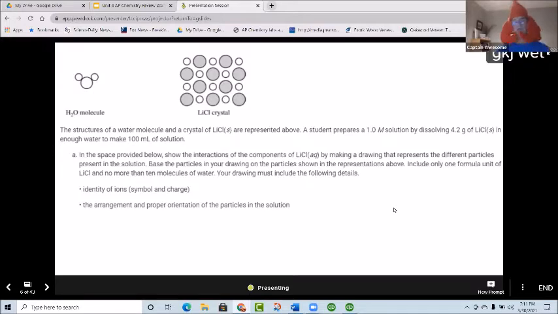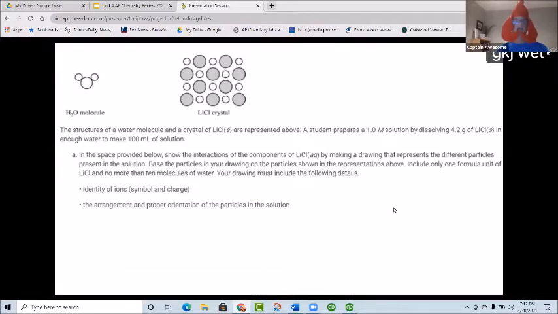Right? So another way that they'll sometimes do this is they'll say, hey, here's a water molecule. It looks like a Mickey Mouse. Here's the lithium chloride crystal, right? So then they give you a space, and you'll get to draw in just a second. They want you to show the interactions by making a drawing that represents the different particles. Now, your job here is not to speed read through the directions. Your job here is to make sure you understand what they want on the AP exam. I'd hate for you to miss a point on the AP exam because you didn't read.